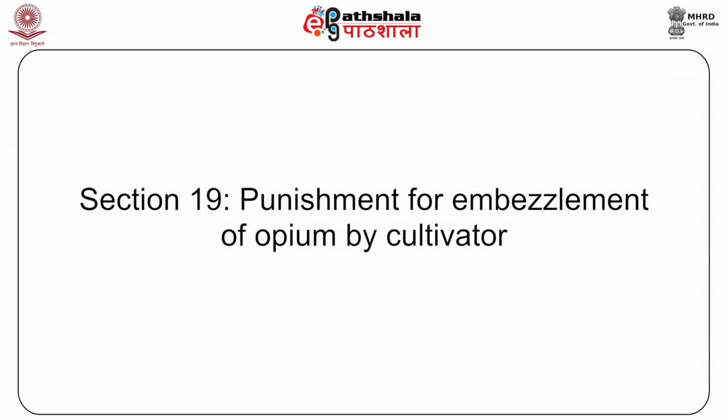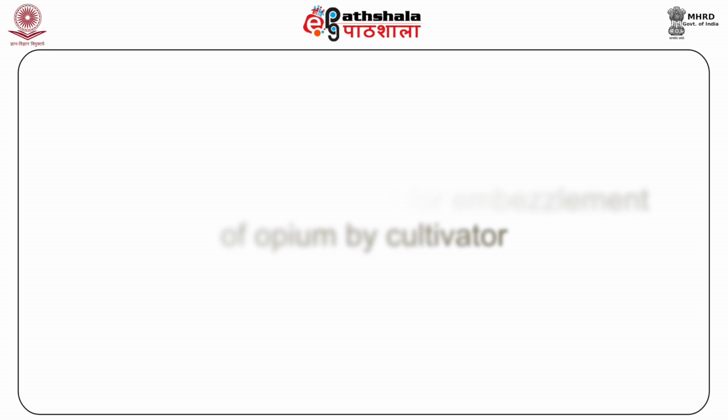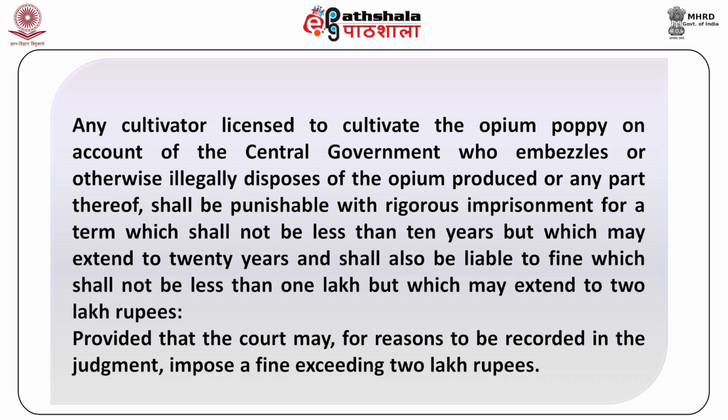Section 19. Punishment for embezzlement of opium by cultivator. Any cultivator licensed to cultivate the opium poppy on account of the central government who embezzles or otherwise illegally disposes of the opium produced or any part thereof shall be punishable with rigorous imprisonment for a term which shall not be less than 10 years, but which may extend to 20 years, and shall also be liable to fine which shall not be less than 1 lakh, but which may extend to 2 lakh rupees, provided that the court may, for reasons to be recorded in the judgment, impose a fine exceeding 2 lakh rupees.